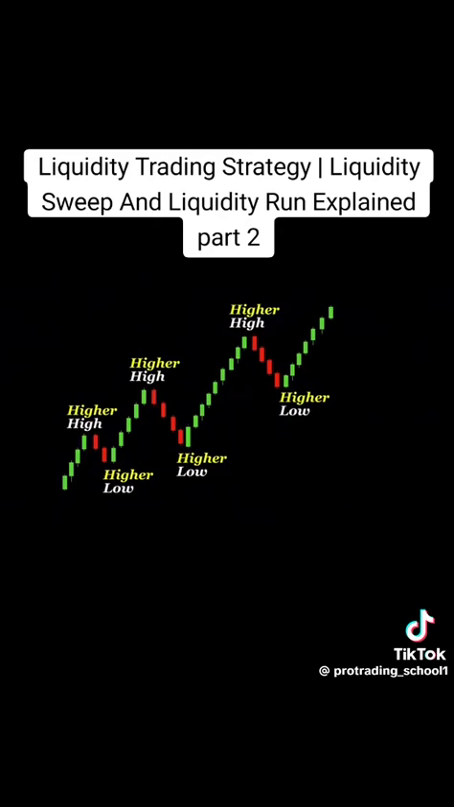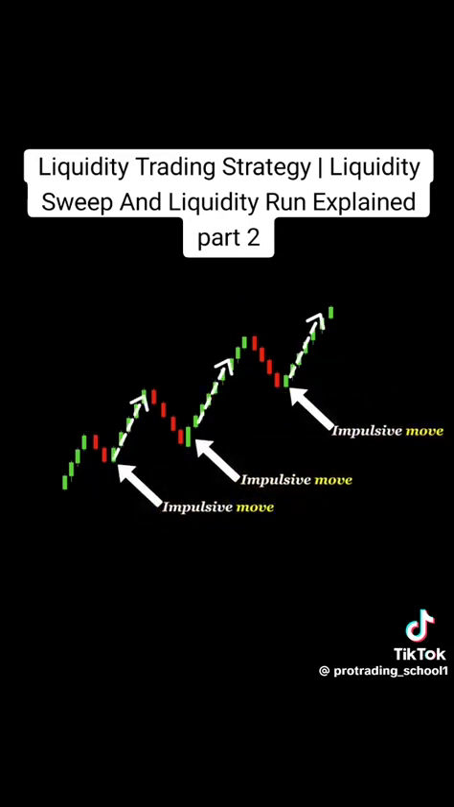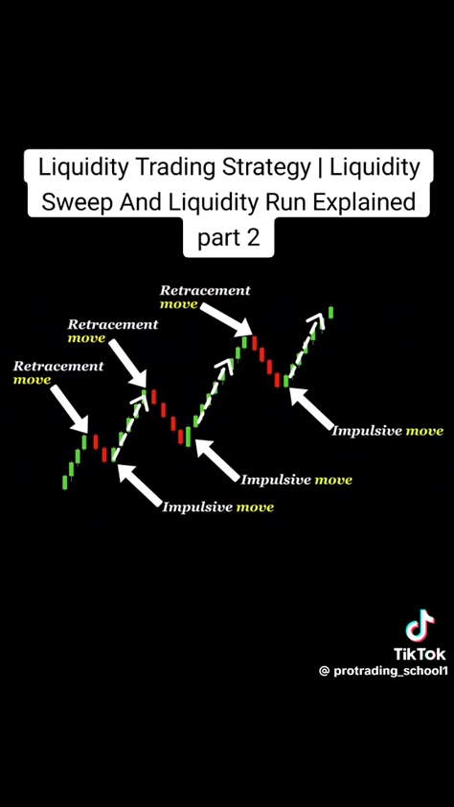The reason is straightforward. Demand is greater than supply, buyers are willing to accept higher prices, and sellers don't have enough pressure to stop the advance. In an uptrend, price moves in two phases. Impulsive move, a strong push upward where buyers dominate. Retracement move, a temporary pullback as traders take profits before the next impulsive move begins. The impulsive move defines the trend. The retracement resets the price and provides opportunities for institutions to accumulate more positions. Understanding this rhythm is essential because liquidity runs happen during these retracement phases.